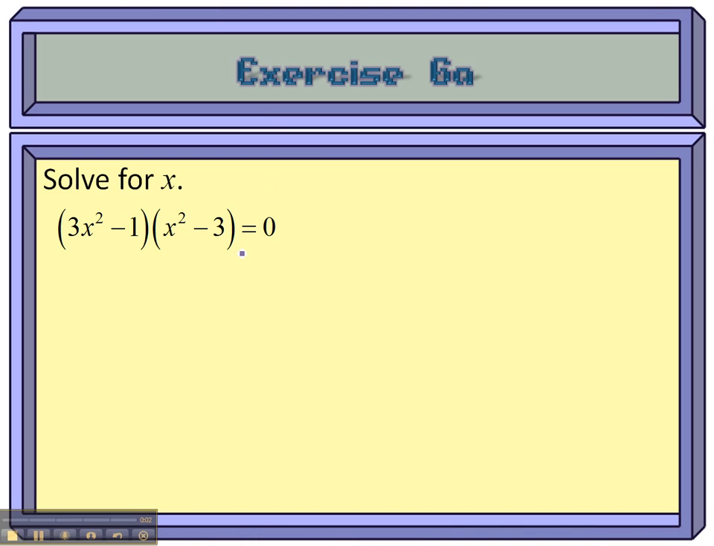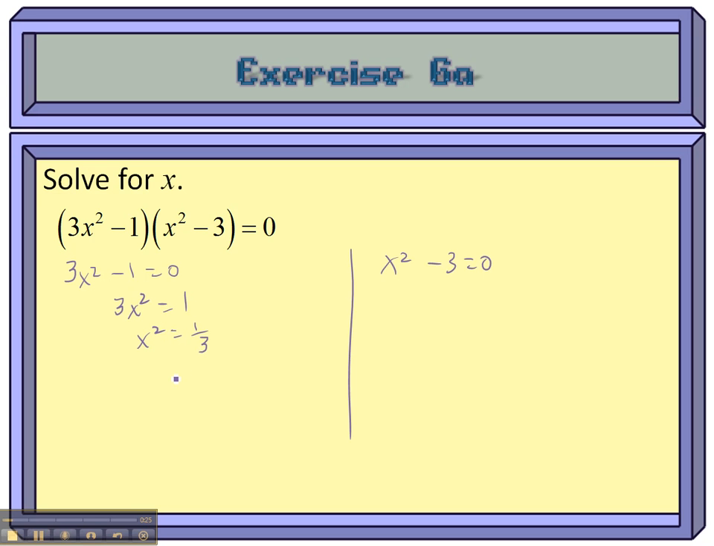Begin with the zero product property. Set both of these factors equal to 0. 3x squared minus 1 equals 0, or x squared minus 3 equals 0. Solve each one separately. Add the 1 over, so 3x squared equals 1, and divide by 3.